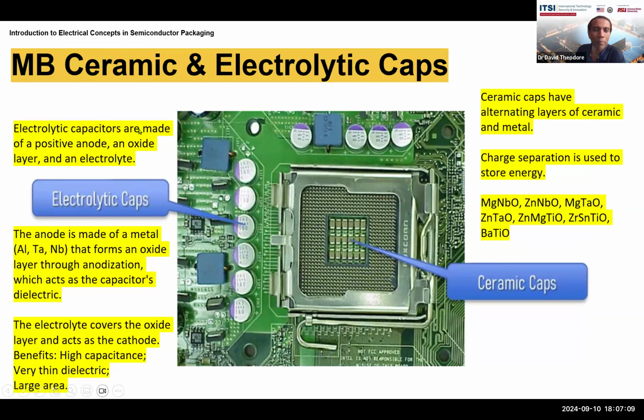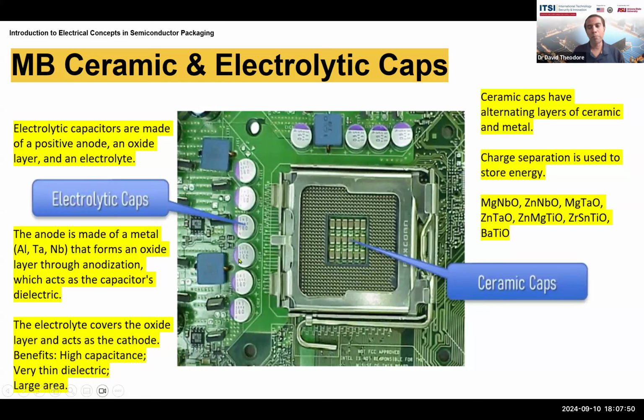Electrolytic capacitors are made with a positive anode and an oxide layer. So there's an anode, an oxide layer, and then an electrolyte. The anode is typically made of a metal, for example aluminum, tantalum, or niobium, that forms a thin oxide layer through anodization, right? It's basically a form where you send a current and you get it to oxidize, which acts as the capacitor's dielectric. So you can get a very thin dielectric between the electrolyte and the metal. The electrolyte then covers the oxide layer and acts as the negative cathode. The benefits of these electrolytic capacitors are high capacitance, very thin dielectric layer, and large area.